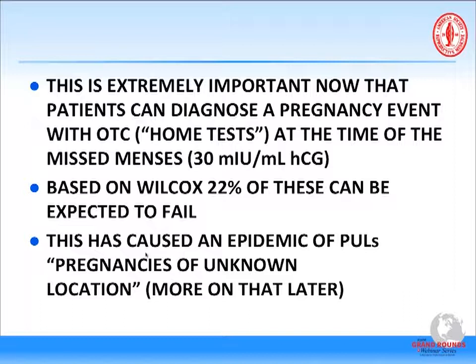And so I say this is extremely important because now our patients can diagnose a pregnancy event with an over-the-counter home test at the time of the missed menses. And that's at a level of about 30 to 50 milli-international units per mil of hCG, human chorionic gonadotropin. Based on Wilcox, 22% of these patients who have a positive home test can be expected to fail. The positive home test also caused an epidemic of these pregnancies of unknown location, these PULs, and we'll talk more about that later.